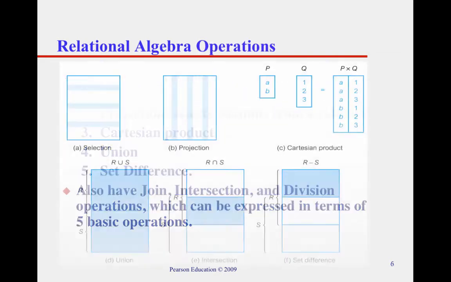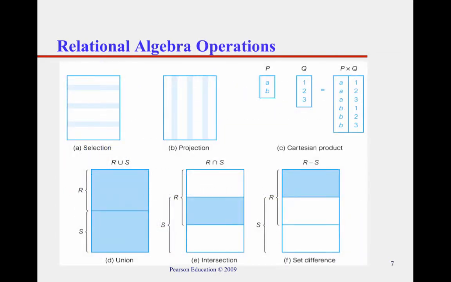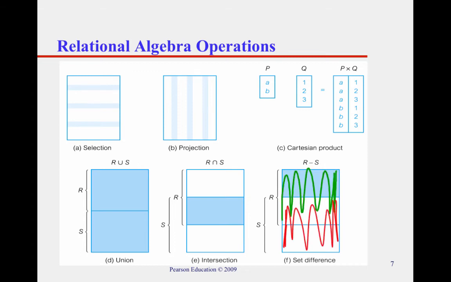Okay, so this shows you pictorially what each of them is. You should have a pretty good idea from 311. So set difference, you may have to be refreshed. It's everything in R that is not in S. So here, this is everything in R. This is everything in S. Therefore, this right here is everything in R that is not in S.